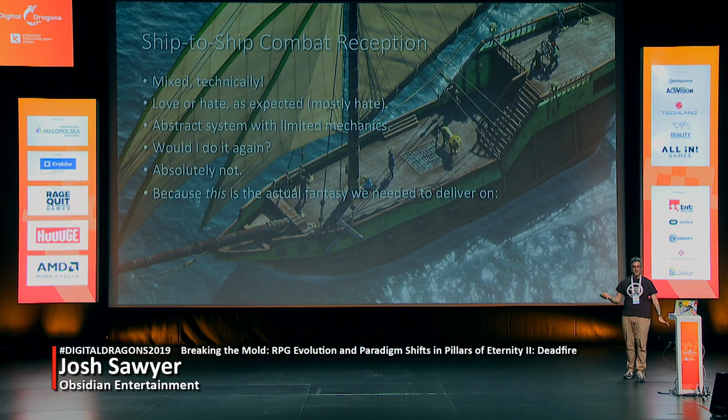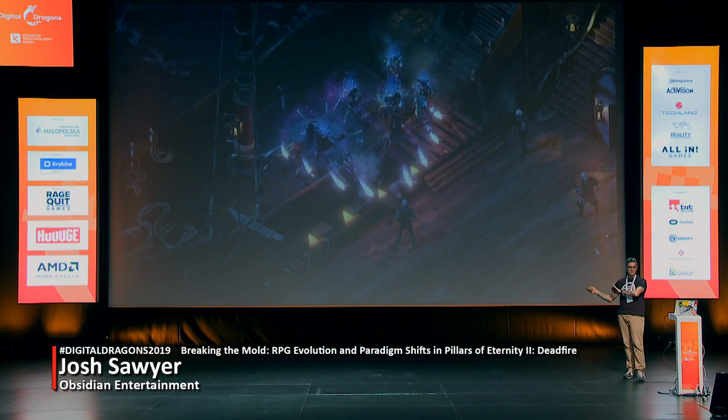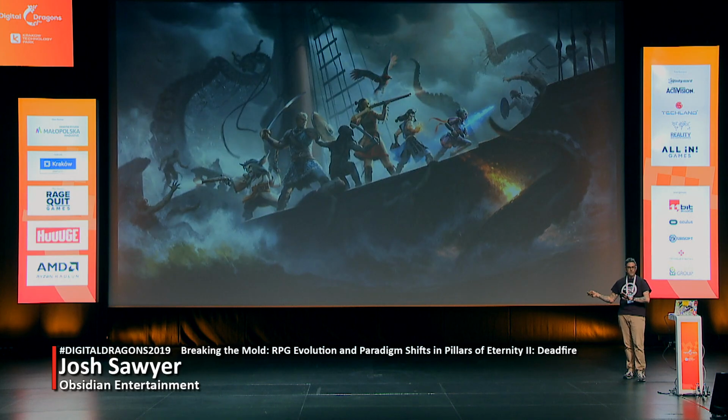Because ultimately, this is the fantasy we needed to deliver on, which was deck-to-deck combat. We already had that. Remember this? This is what we showed players you'd be doing. You would be shooting people in the face at point-blank range. I did really want to get tentacles attacking your ship. I never got that, so sorry about that.